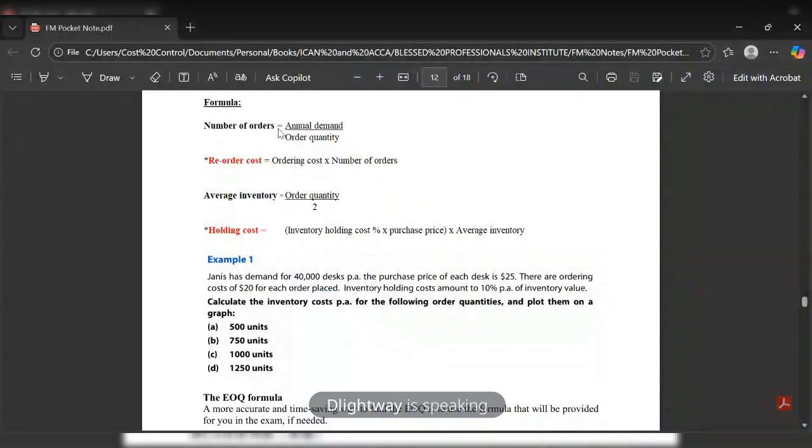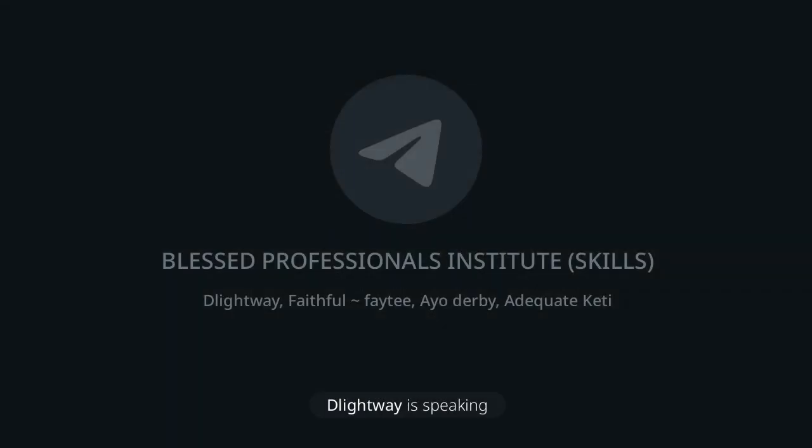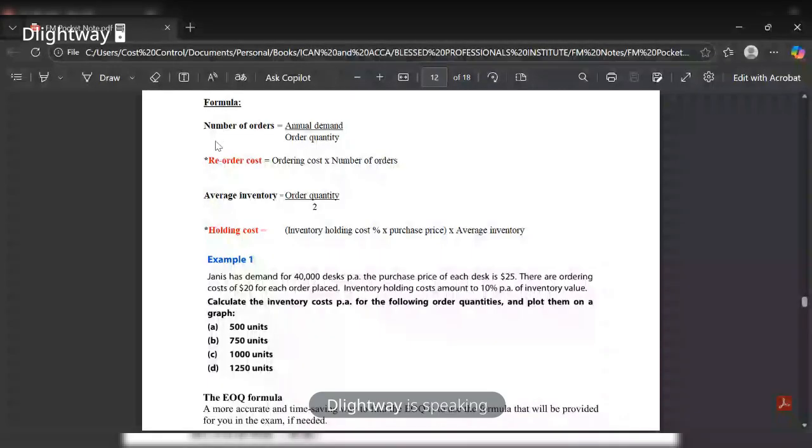And how do we derive our number of orders? It is our annual demand, that's the yearly demand, divided by the order quantity. I repeat, it is our annual demand divided by the order quantity. That is how you arrive at the number of orders. Aside from that, we have what we call the reorder cost. How do we compute it? It is our ordering cost multiplied by the number of orders. I've calculated this first, that's why I arranged it in this order. You must have calculated your number of orders first for you to be able to calculate your reorder cost.